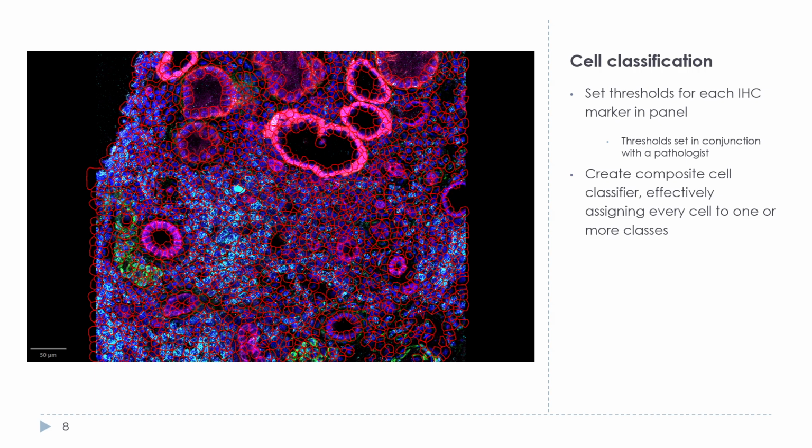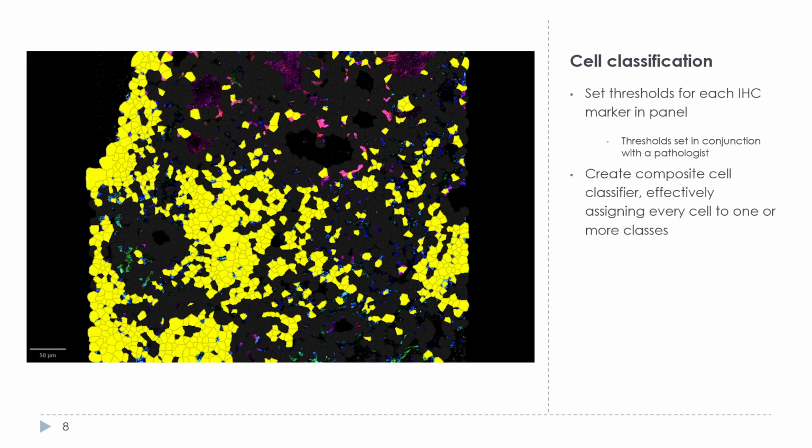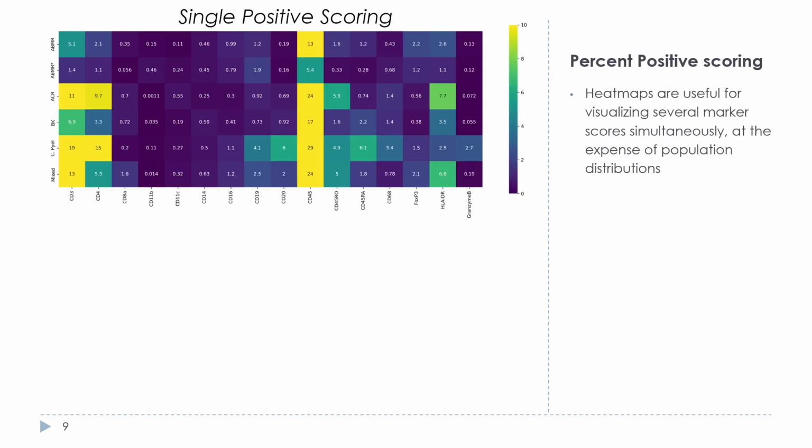Once cells have been segmented using our adapted StarDist segmentation algorithm, we then set thresholds in conjunction with a pathologist, verifying that our classifications are consistent with what they would manually annotate themselves. Here, we colored in the single positive population for a given marker and left all the negative ones as gray. We then repeat this process alongside a pathologist for all the markers in the panel, using a representative subset of the images. This in turn creates our composite classifier, effectively assigning every single cell to one or more classes of positivity.